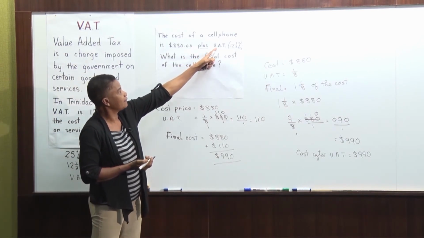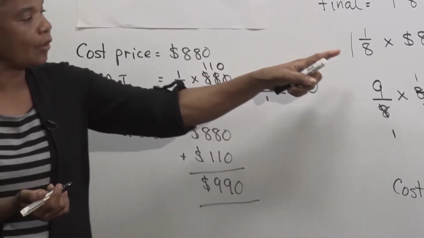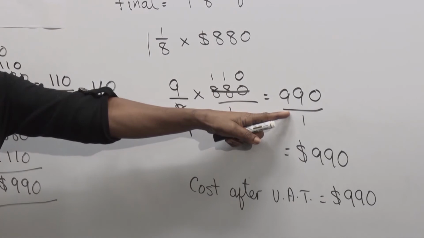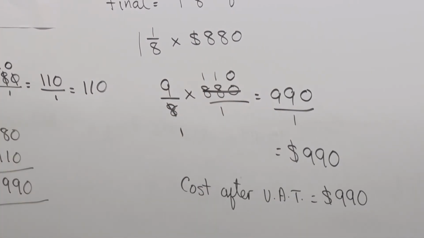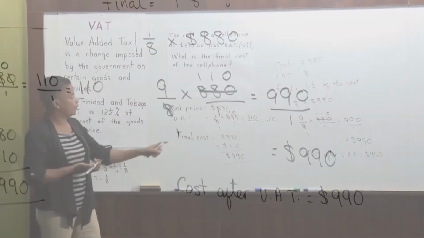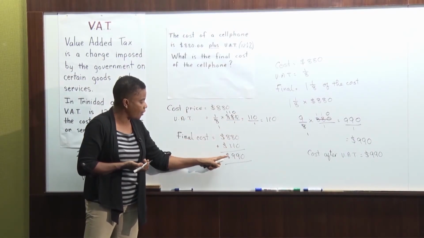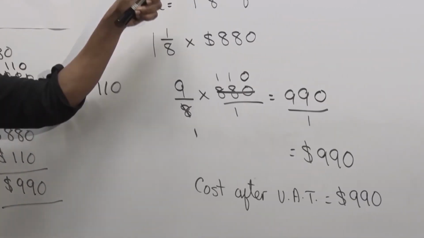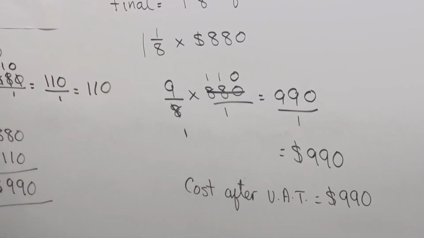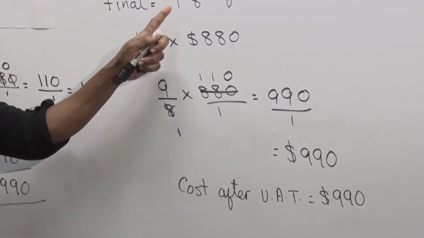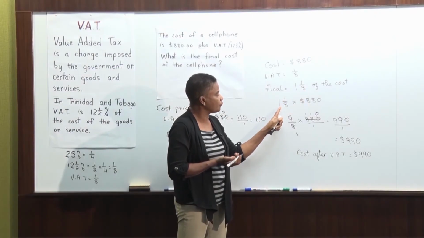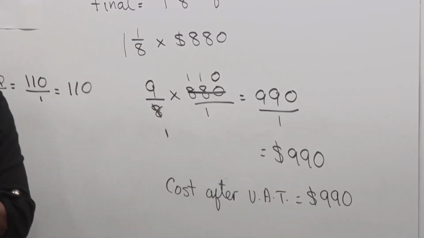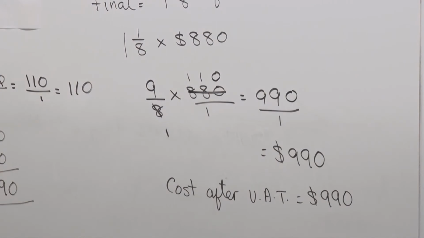You can find the VAT and add it on, or you can add on the VAT before and work it out, and you can get the price with VAT included. The choice is yours, whichever one you are comfortable with. Again, you can work out the VAT and add it to the cost, or if the cost is $880, that represents the whole, and you're adding 1/8, so the final cost of the phone will be 1 and 1/8. So we simply work out 1 and 1/8 of the cost, which comes up to the price with the VAT already included, $990.